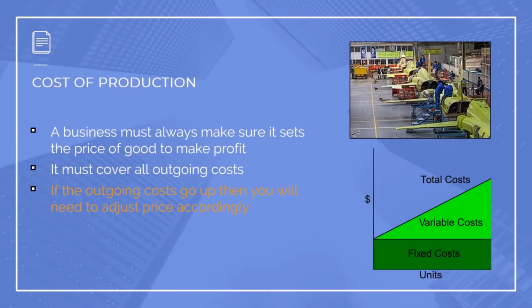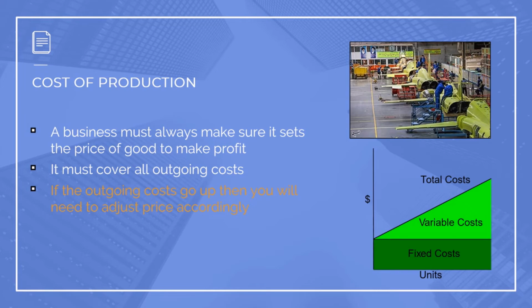Finally, we're going to look at cost of production. So in the other learning outcomes, you will look at the different types of costs as shown in the graph down here, and you need to think about how much it's going to cost you to actually produce the product. So you've got to put a price on your product that makes sure that you make a profit and make sure that you cover all the outgoing costs.